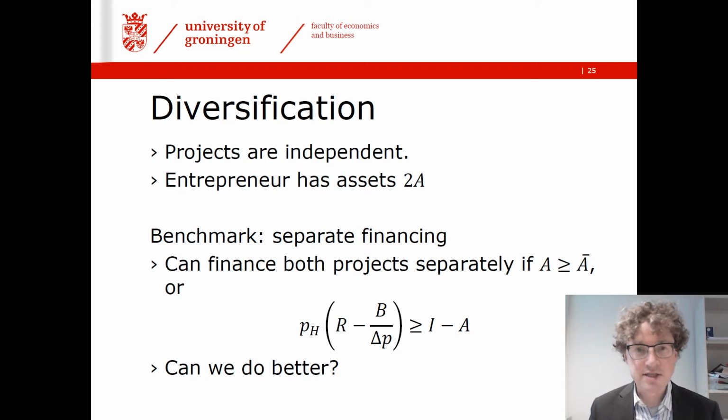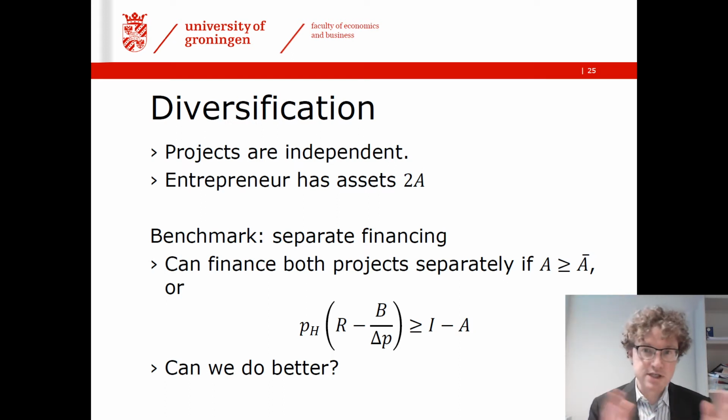And just to scale things, and in order to be able to compare the results with our original results for the single fixed investment, let's call the assets that the entrepreneur has 2A. So there are two projects, they require 2 times I, so each project requires an investment I, and the entrepreneur has assets 2 times A. And what we want to do, of course, is look at diversification, but we want to compare it with a benchmark, which is just separate financing.